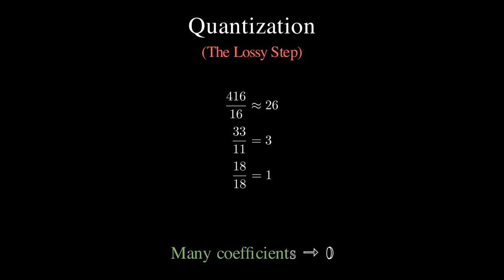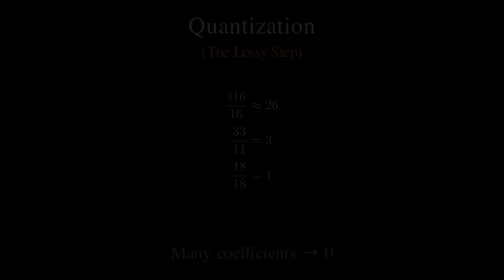Notice how large coefficients become much smaller, and small coefficients often become zero. This creates lots of zeros, especially in high frequencies. The quality factor you choose when saving a JPEG controls how aggressive this quantization is. Higher quality means less quantization and larger files.